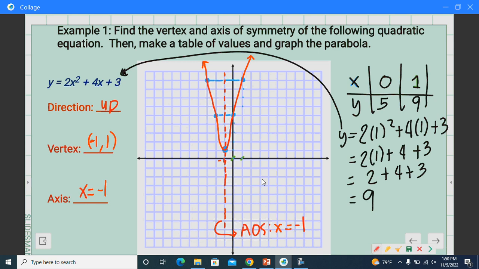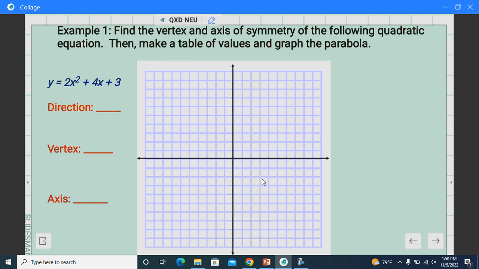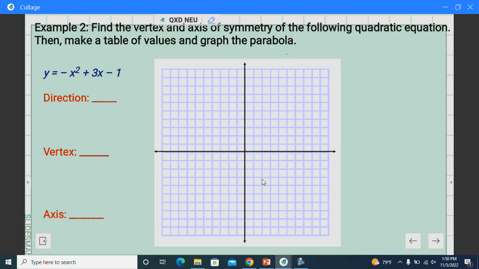Next, let's have another example. Again, what is the value of our a here? We have negative x squared here, so that should be negative 1, right? So the direction should be down.